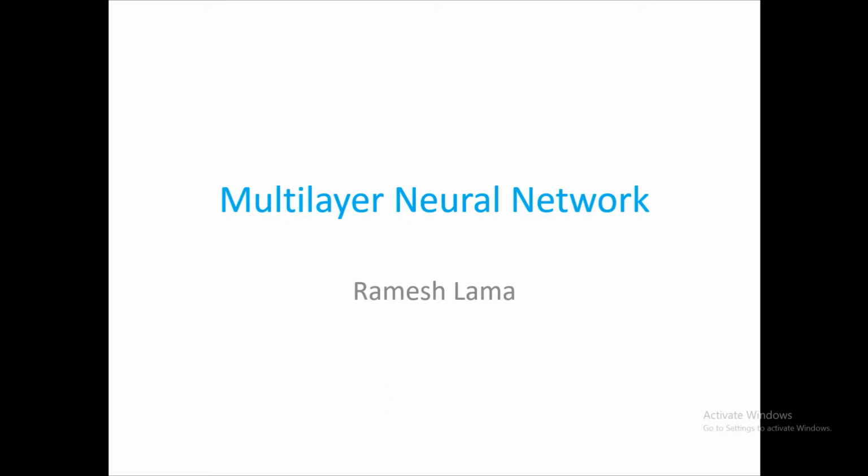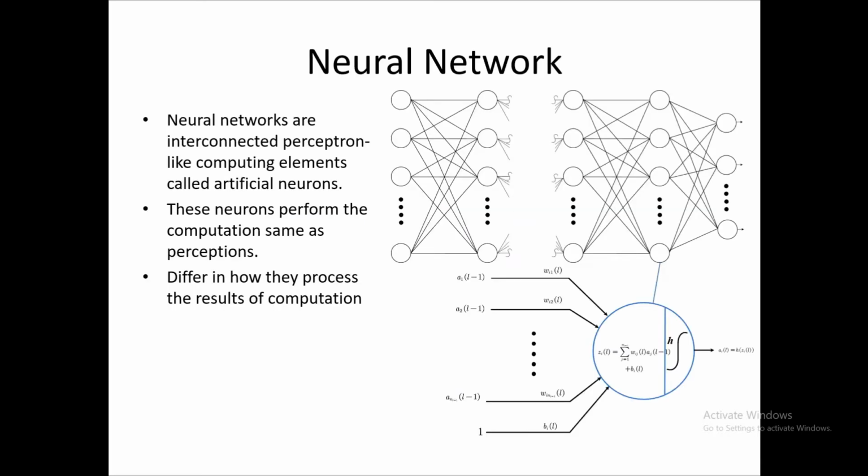This is Ramesh Lama. In this video lecture, we will be discussing the architecture and operation of multi-layer neural networks and the derived equation of backpropagation used to train them. Well, first we will see the model of an artificial neuron. Neural networks are interconnected perceptron-like computing elements called artificial neurons.